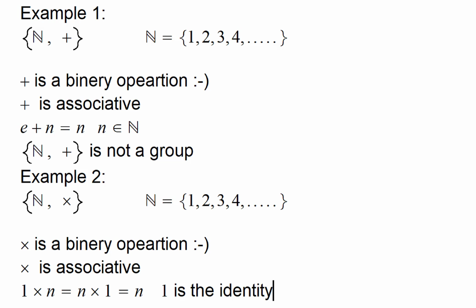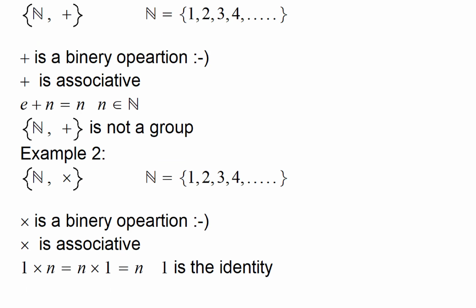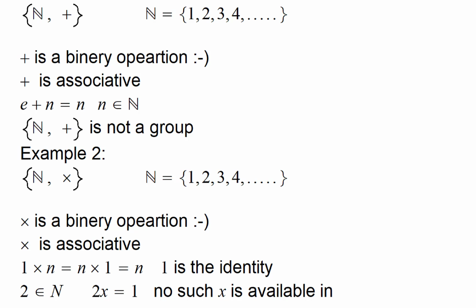But notice this. If I take a natural number 2, then we cannot find any number x such that 2x is 1 in N. So no such x is available in N, right? So this is not a group either, right?